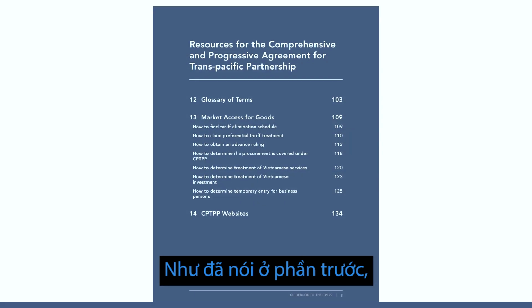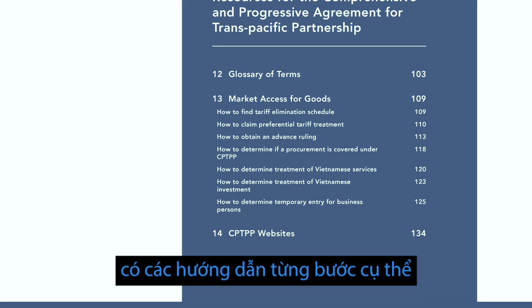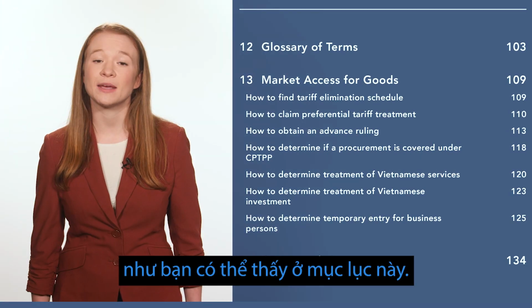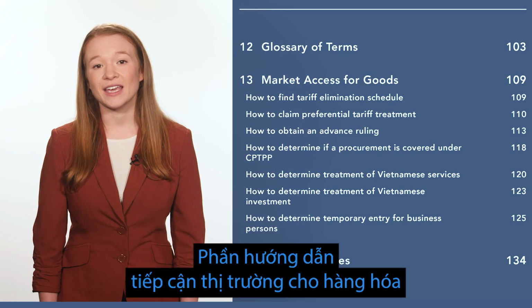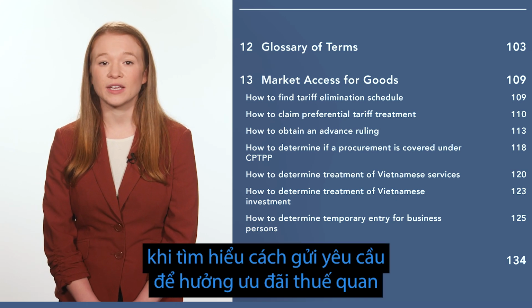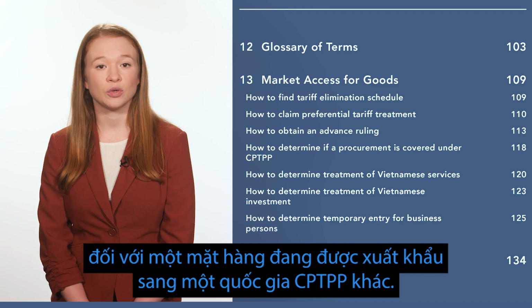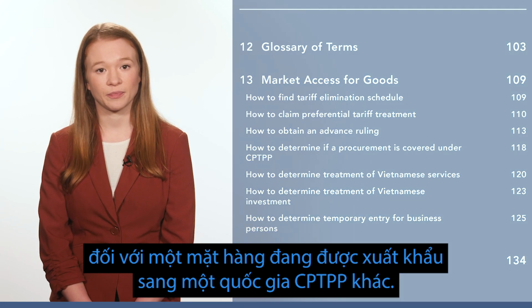As previously mentioned, the final section of the guidebook provides several how-to or step-by-step guides, which you can see in the table of contents here. The How-to Market Access for Goods section is where you should begin when looking to claim preferential tariff treatment on a good that is being exported to another CPTPP country.